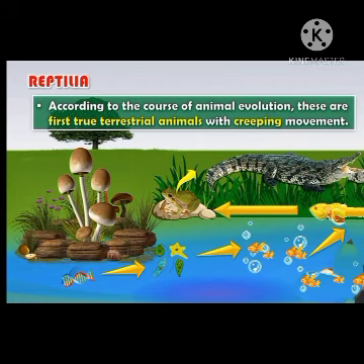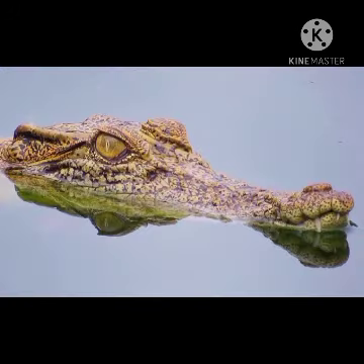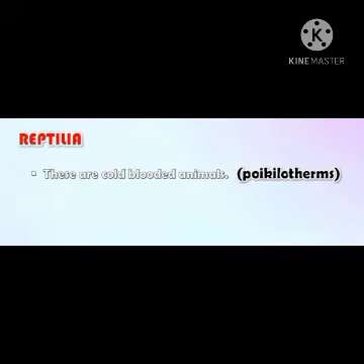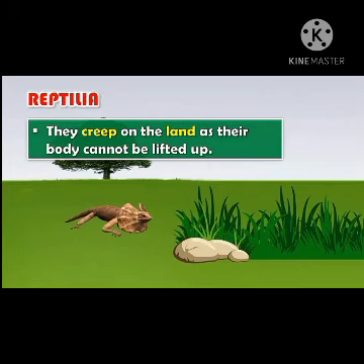These animals come completely on land and they creep on land with short legs. You might have seen a crocodile in water, but they cannot breathe underwater, nor can they breathe through skin. If they want to breathe, they have to come above the water. These are cold-blooded animals, that is poikilotherms. They creep on the land as their body cannot be lifted up.